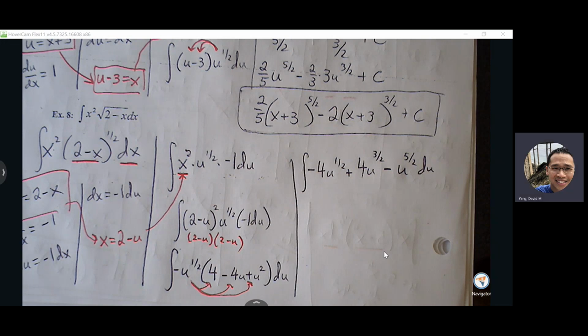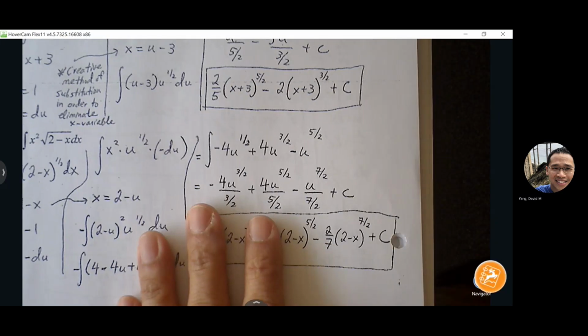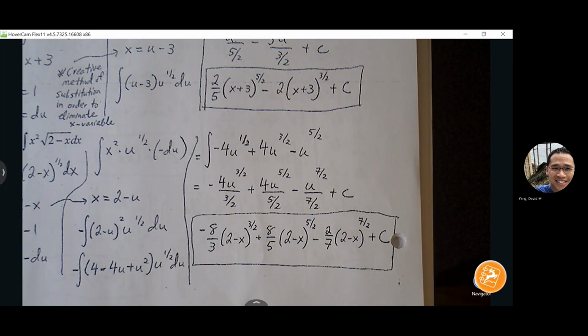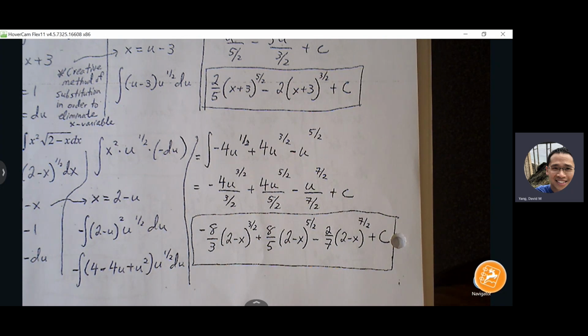Okay, all right, let's check our answer here. Add 1 to the exponents, 1/2 becomes 3/2, 3/2 becomes 5/2, 5/2 becomes 7/2. Flip all those fractions to the denominator, and then bring those denominators up. So 4 and 2/3 gives me 8/3. 4 and 2/5 gives me 8/5. 7/2 flipped would be 2/7, and then all the u's get replaced with the original x variable.